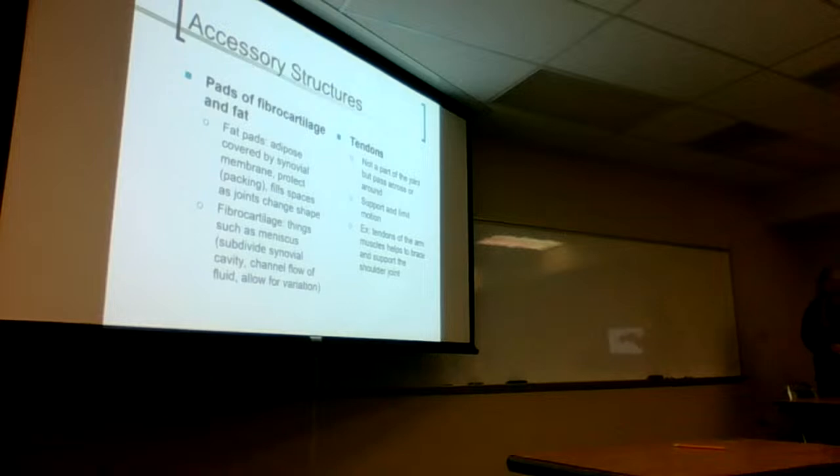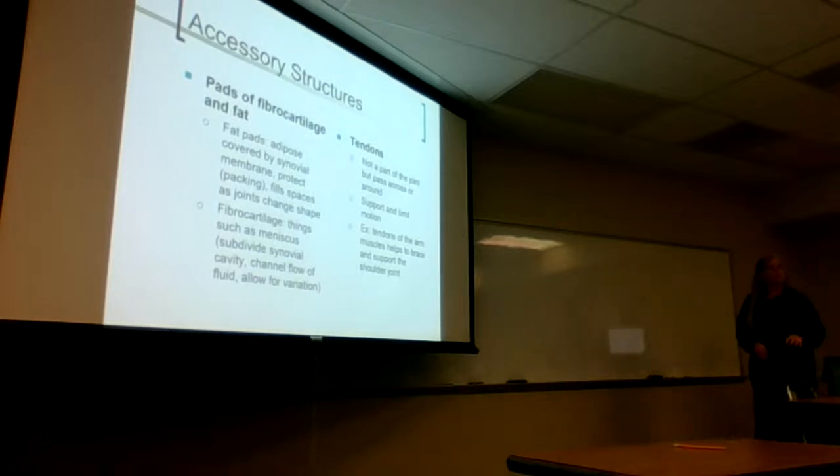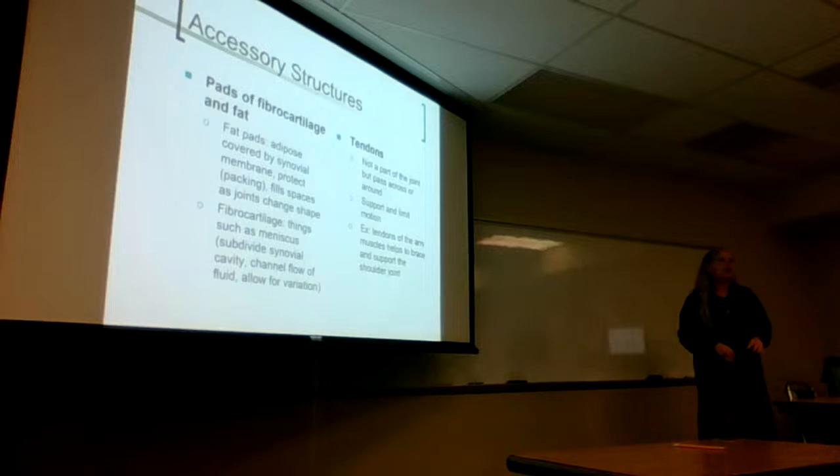Tendons. Now, tendons are not officially a part of the joint because they are just muscle to bone, but they happen to hang around the joints. And because they happen to hang around, they help to stabilize those joints.